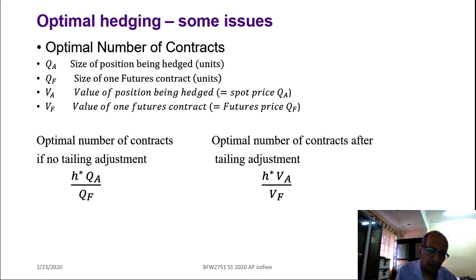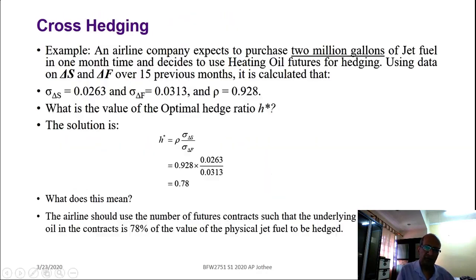You will get the number of contracts which you have to use. We'll see in the example later. Optimal number of contracts with the tailing adjustment, that means you use the value: H times VA, that's the value of the position being hedged, divided by the value of the futures. That's it, easy. Now let's see a good example.